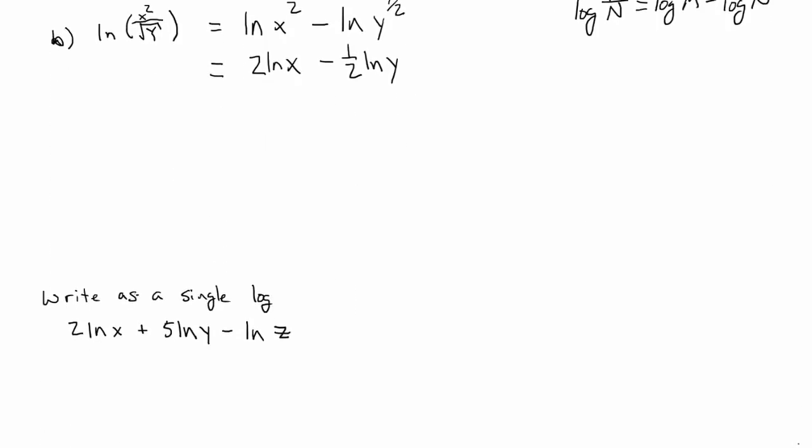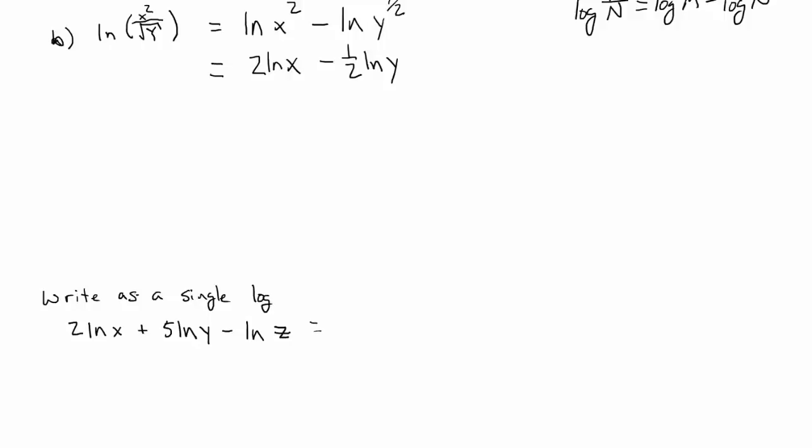And in the last example, it says write as a single log. So in those previous examples, we took one log and broke it apart, and now we want to take and write it as one log. So here we have 2 ln of x plus 5 ln of y minus ln of z. So now we're going to work backwards. The first thing I'm going to do is take all the coefficients out front and put them as exponents.